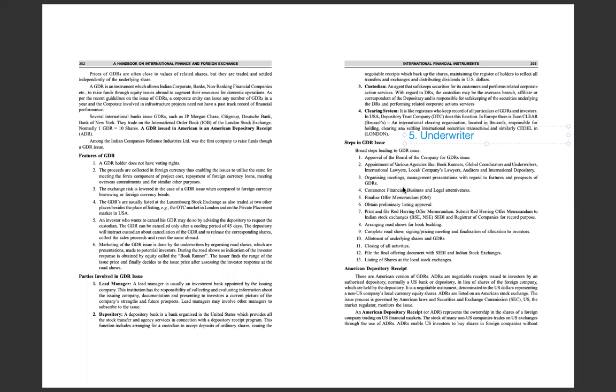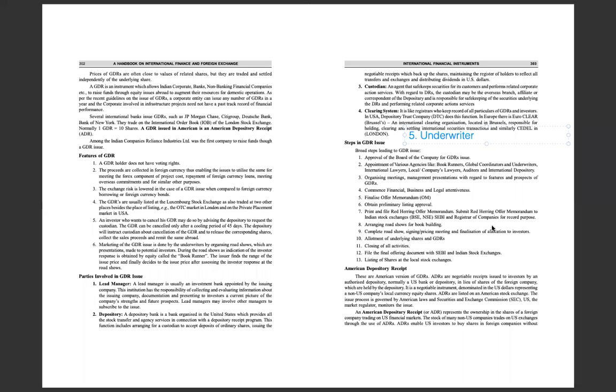Then it has to obtain primary listing and preliminary listing approval, and print all the prospectus, red herring memorandum, and all those things. And it has to arrange for roadshows for book building. And now complete the roadshow, signing, pricing, and meeting.